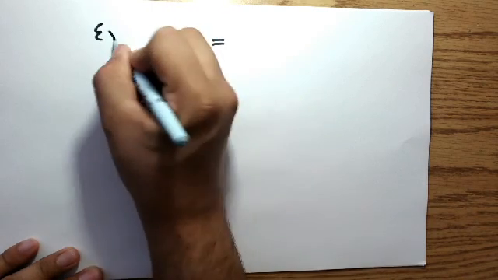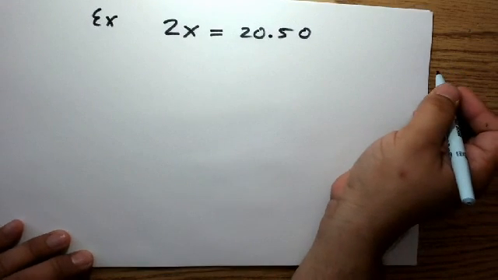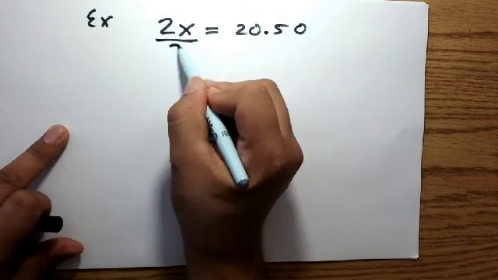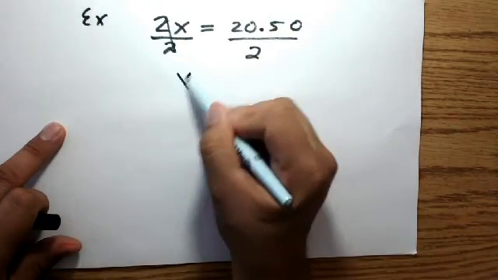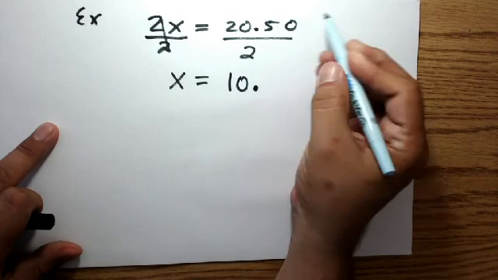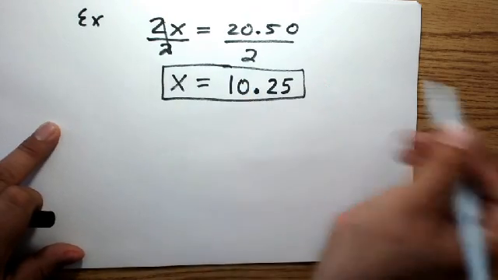Now, we have, for example, 2x equals 20.50. On this one, we're not dealing with fractions. We simply divide by 2, divide by 2. X would equal 20 divided by 2, that's what? 10. And 50 divided by 2 here, 25. So this would be 10.25.